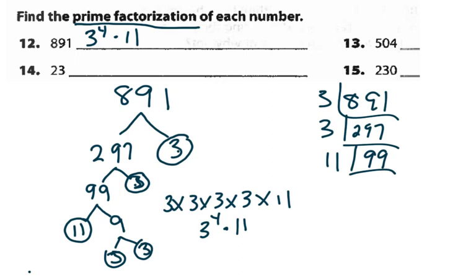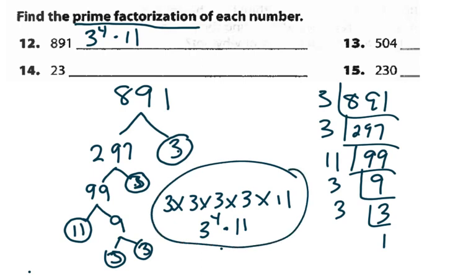Then I'm going to use 11. 11 goes in 99 9 times. Okay, then I say 3 goes into 9 3 times. Then 3 goes into 3 1 time. Now I'm done. So again, I would have 3 times 3 times 3 times 3 times 11. That's 3 to the 4th power times 11, the prime factorization of 891. So that's both ways, using the ladder method.